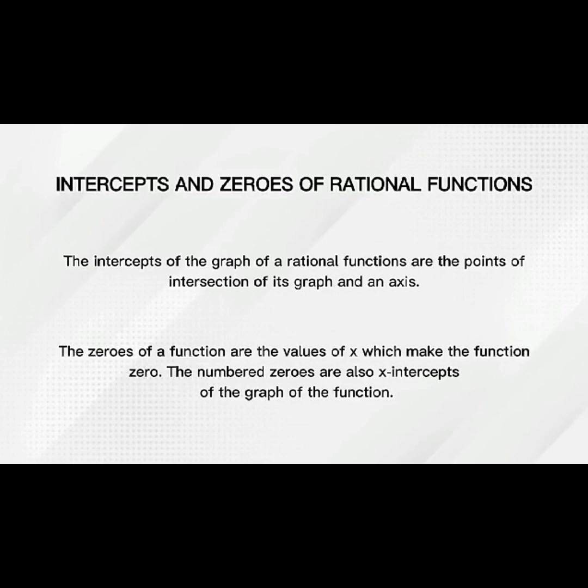Intercepts and zeros of rational functions. The intercepts of the graph of a rational function are the points of intersection of its graph and an axis, while the zeros of a function are the values of x which make the function 0. The real zeros are also x-intercepts of the graph of the function.